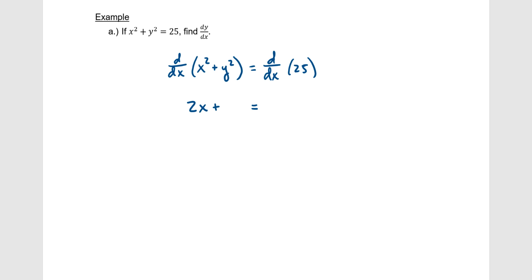Right, derivative of x squared is 2x. Now here comes kind of the new part. We need the derivative of y squared. So the derivative of y squared here, this is going to be chain rule. So remember chain rule.